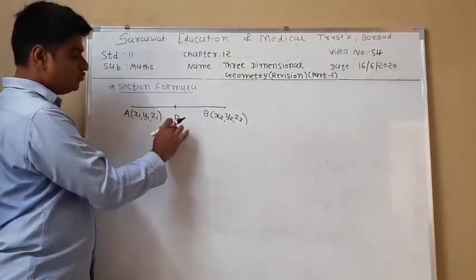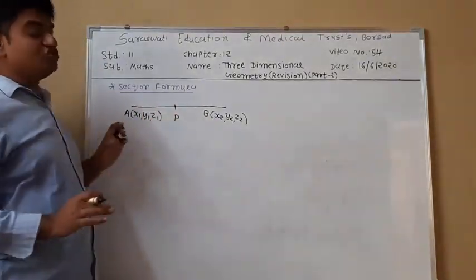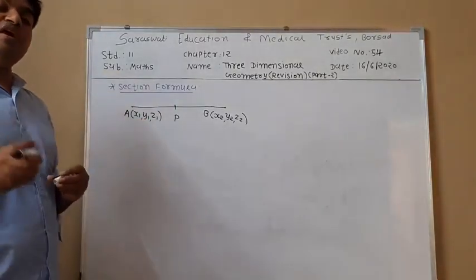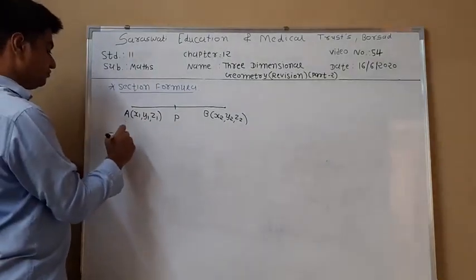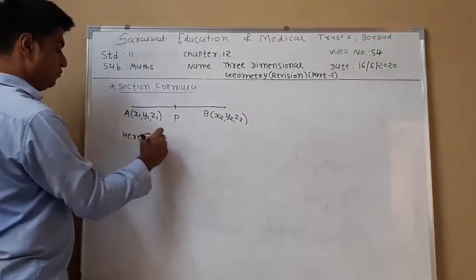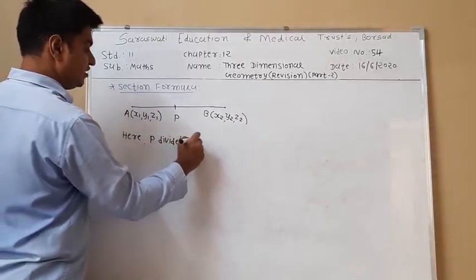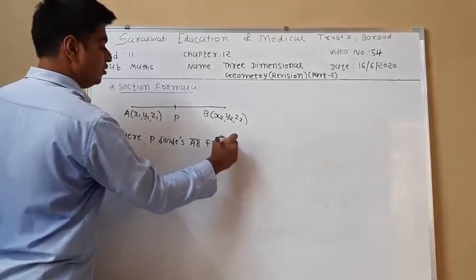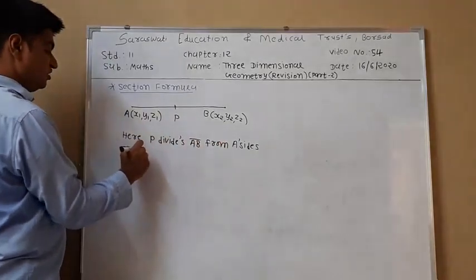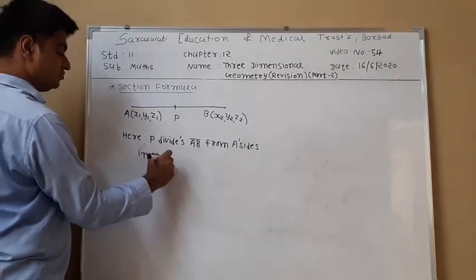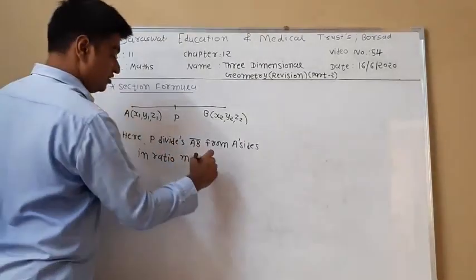Now here suppose P divides line segment AB from A side. So here we can divide the ratio in two ways, internal ratio or external ratio. So here P divides line segment AB from A side in ratio m:n internally.